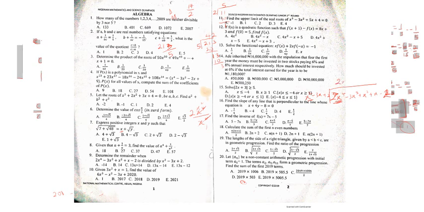Now use it to multiply. 2x² multiplied by x² will give us 2x⁴. 2x² multiplied by −3x: 2 times 3 will give us 6, and x times x² will give us x³. So that will give us −6x³. Now the next one, 2x² multiplied by 2 will give us +4x².